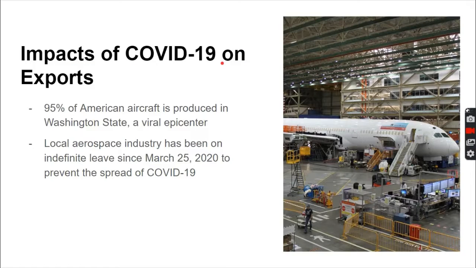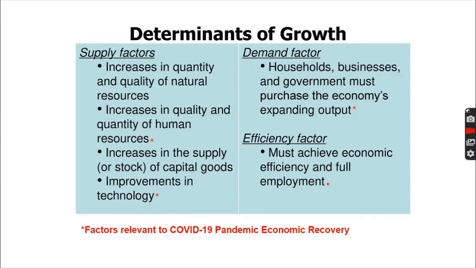And like I said, the second largest export in the United States is aircraft, and 95% of that is produced in Washington State, which is where COVID-19 first appeared in the United States. So the local aerospace industry has been on indefinite leave since March 25th to prevent the spread of COVID-19. So as you can imagine, this has greatly reduced output of aircraft to sell to the world market.